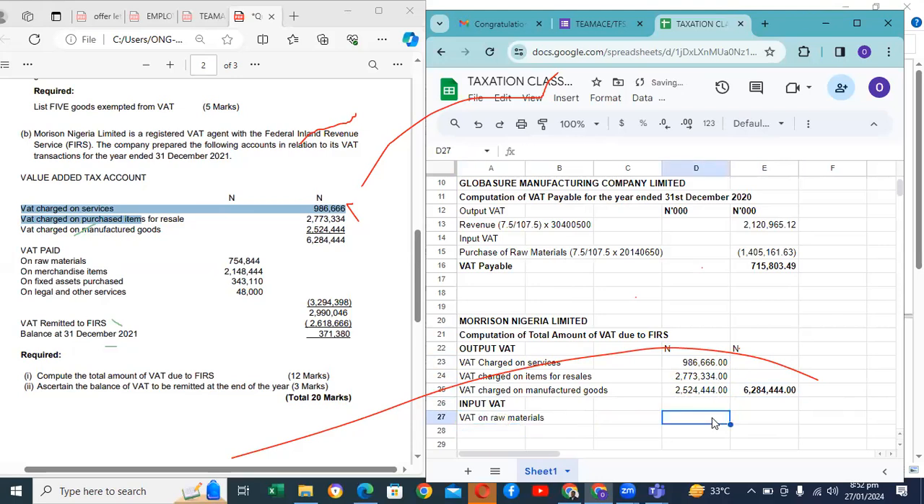How much is VAT on raw materials, please? 754,844. The next one. VAT on merchandise items. Does it form part? Merchandise items. Yes. Because merchandise items are retail items, stuff you buy for sale. How much is that?